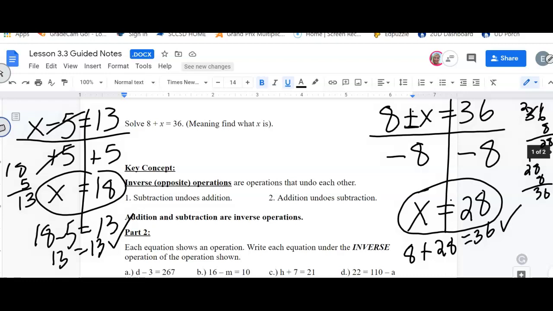So to solve equations using a t-chart, you use the inverse operation or the opposite operation. Subtraction is the inverse of addition, or subtraction undoes addition. Addition undoes subtraction. They are the opposites or inverses of each other. Is everyone okay with that?